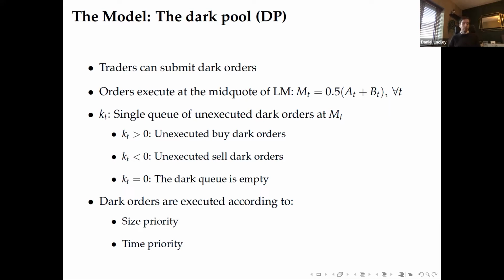So priority in the dark book, the queue, is going to be determined in one of two ways, either time priority or size priority. Both of these rules are used in real financial markets. Time priority is the most common. It's used in lit markets around the world. Essentially, whichever order entered the book first at a particular price has priority. Size priority is used in some dark pools. Essentially, whoever has the largest order in the book has priority. So this gives priority to large traders over small traders, effectively.